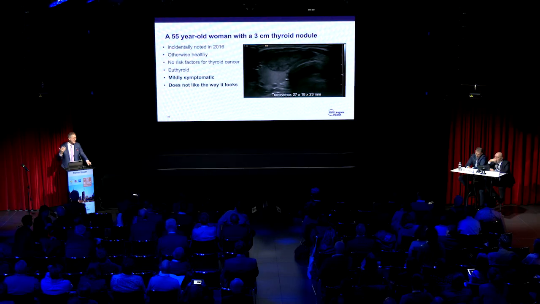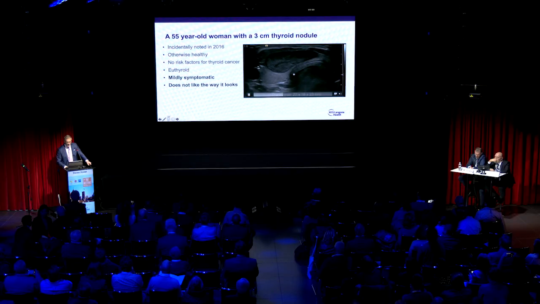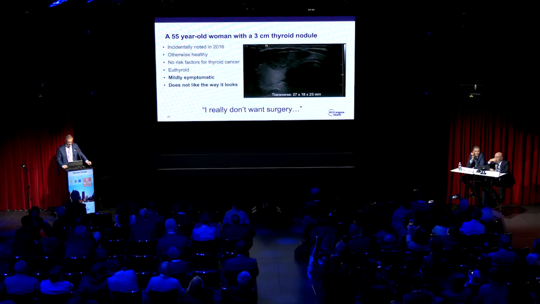So how do we apply that in a clinical sense? So this is a 55-year-old woman with a 3-centimeter nodule, which you can hopefully see is in the right isthmus junction. She's otherwise healthy. This was noted completely incidentally, but it turned out after it was noted, she said it bothered her. She didn't like the way it looked. She's euthyroid, but she has some mild symptoms, and she would like to know if there's a way to treat this without surgery. She doesn't want to have a scar on her neck.